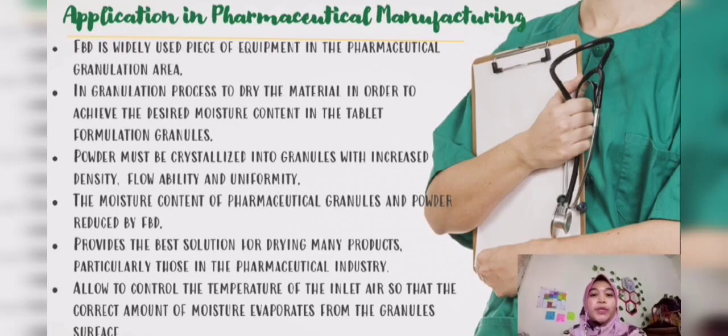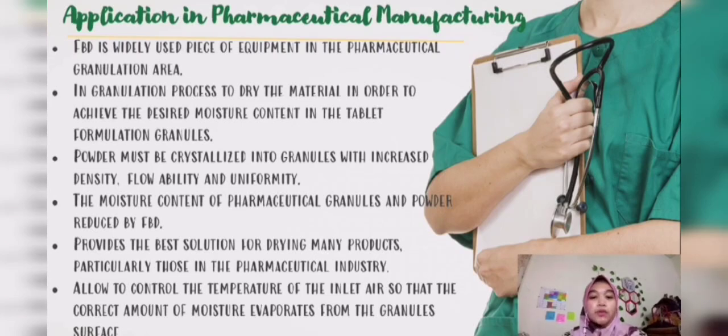Furthermore, while FBD drying can be used in a variety of industries, it has arguably had the greatest impact on pharmaceuticals. The moisture content of pharmaceutical granules and powders can be reduced by using a fluid bed dryer. Fluid bed dryer technology has replaced the traditional method of drying products in trays, with considerably shorter drying times along with even drying conditions for a uniform final product. Besides that, it provides the best solution for drying many products, particularly those in the pharmaceutical industry.